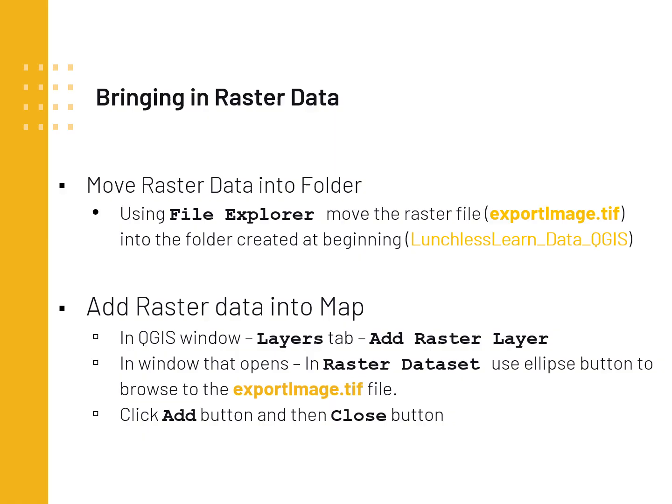Once you've moved it, we're going to add that raster data into our map. So to do that, you're going to go back to your QGIS window. You're going to go back up to the Layers tab again and click Add Raster Layer. In the window that opens, choose Raster Dataset, use the ellipse button, and browse to our exportimage.tif file. Click the Add button, then Close to get rid of the window.